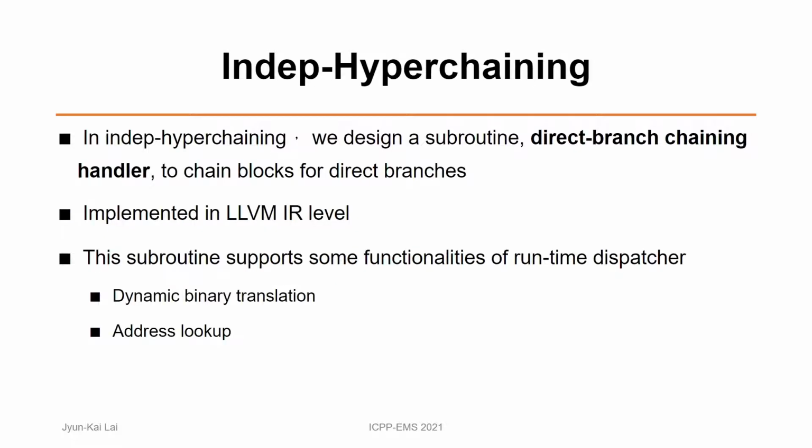For platform-independent hyperchaining for direct branches, we design a subroutine, the direct branch chaining handler, to chain blocks for direct branches. Basically, platform-independent hyperchaining optimization is implemented at the LLVM-IR level, so we don't need to take care of the underlying architecture. The direct branch chaining handler will not only chain blocks, but also support some functionality the runtime dispatcher provides, like DBT and address lookup.